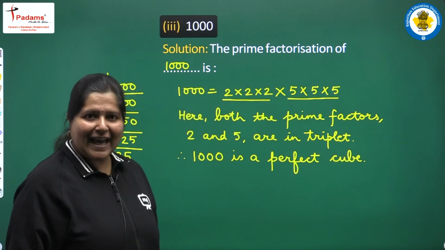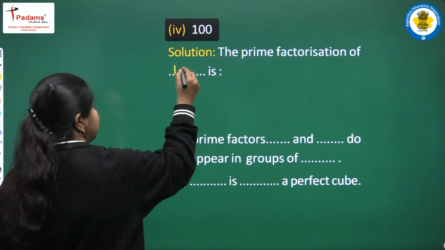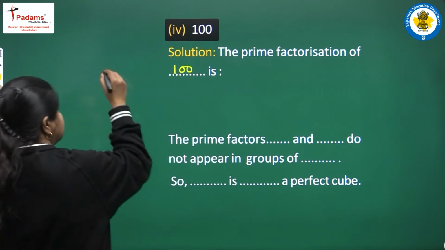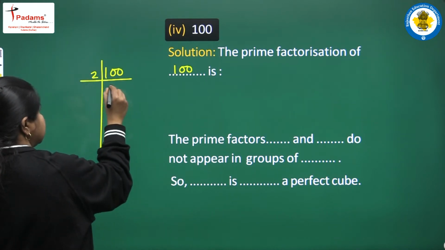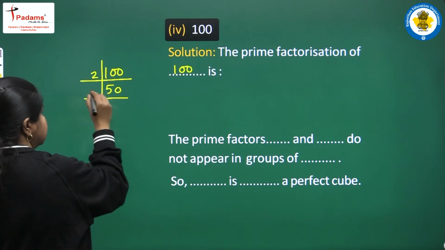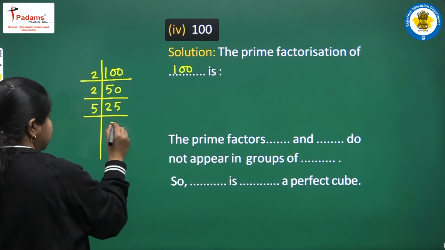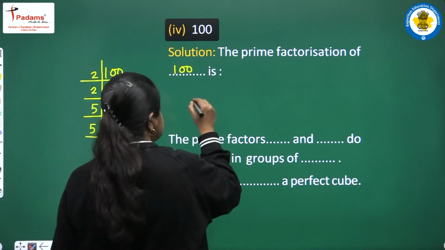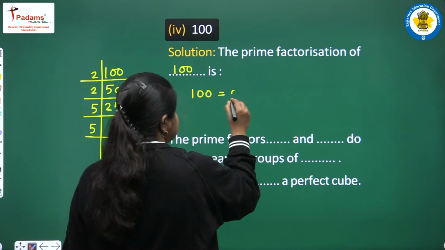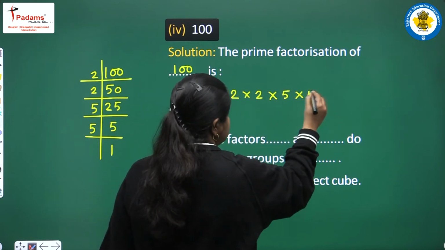Got it? We have one more number, it's 100. So, we begin by finding its prime factorization. Write down the number, divide by 2. It will go 50 times, 25 times, and now by 5. 5 times, 5 ones are 5. So, we write it here, 100 is equal to 2 into 2 and 5 into 5.